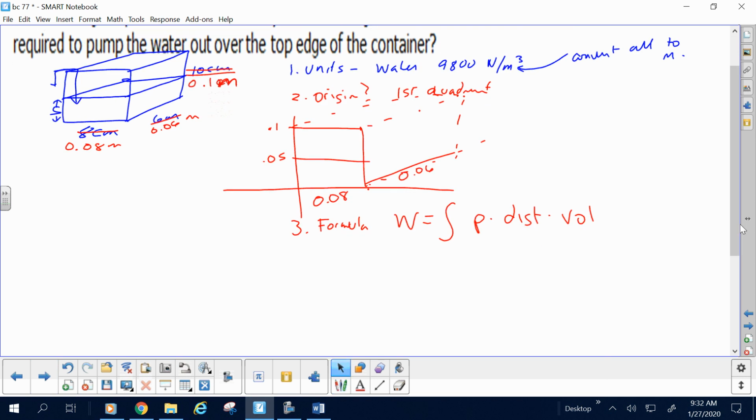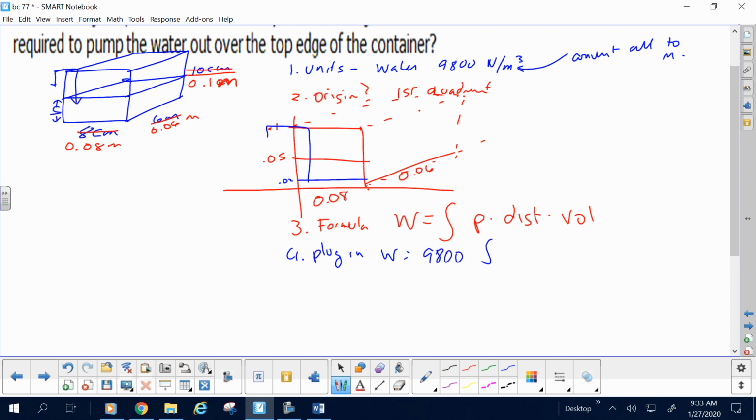Finding the components. Plug it in. Rho. It's water, so 9,800. I'll do units at the end, so leave a little space underneath this. The distance. So imagine there's a slice here at 0.02. I think you'll agree there's some slice at 0.02. If I'm pumping it to the top of the container and out, then how far would it have to be pumped?